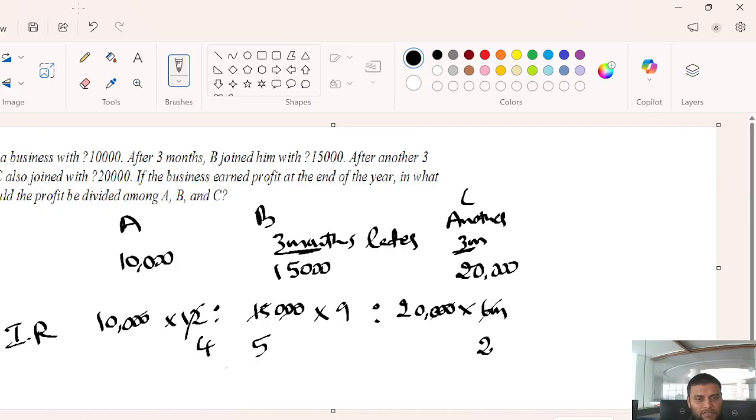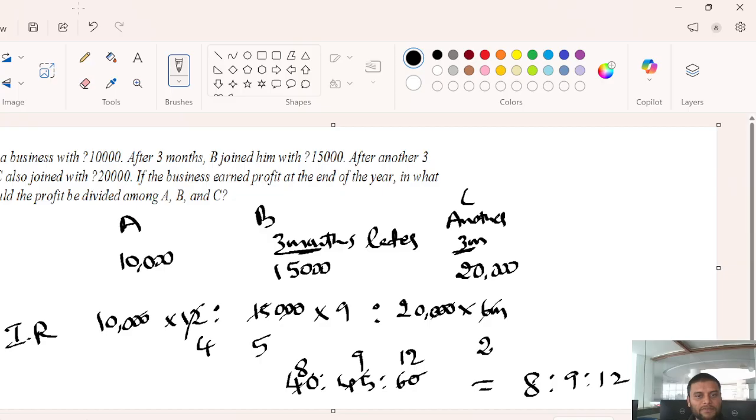Now what we can do is cancel the 10 fours: 40 is to 45 is to 60. Yes, 5 can go. 5 eights, 5 nines, 5 twelves. So the final ratio is 8 is to 9 is to 12.